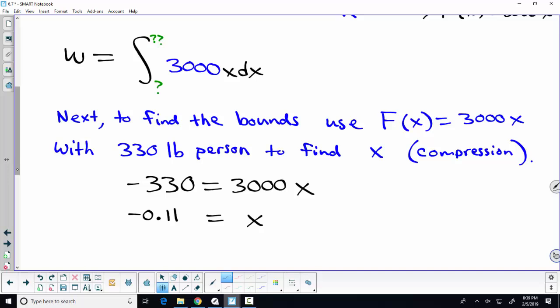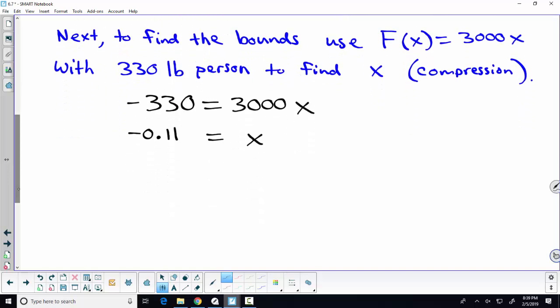All right. So then we're able to put our bounds in. Work. As was stated earlier, it's the integral from 0 to something. Now we know that something on the same function. What should be the other way? It'd be negative 0.11 on the bottom. No, because the scale starts at equilibrium, and once that person steps on it, then it's compressed. So start to finish. Starts at equilibrium, then it's compressed.